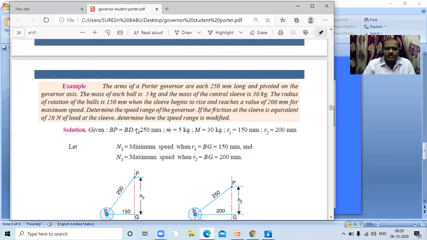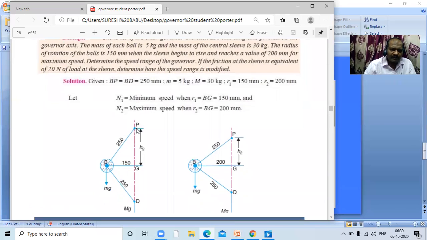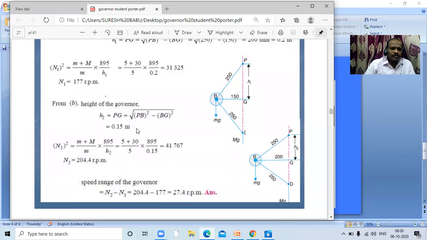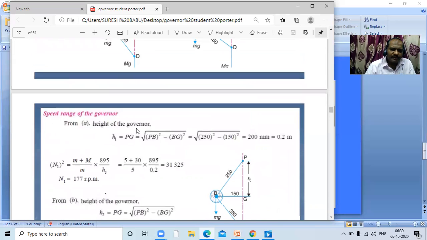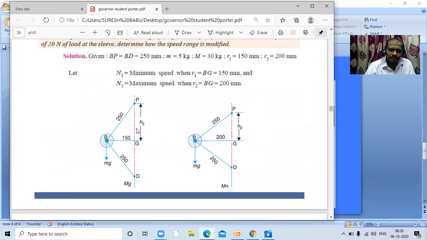So range of speed in the sense we have a maximum speed and minimum speed. It is given that for maximum speed, the height of the governor h is 200 mm. So this is the relation which we have to remember. What is that relation? N square is equal to small m plus capital M by small m into 895 by h2. So first of all, we try to find the speeds. Draw the diagram with known parameter values and unknown parameters.